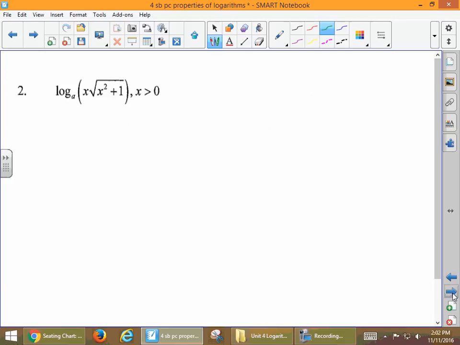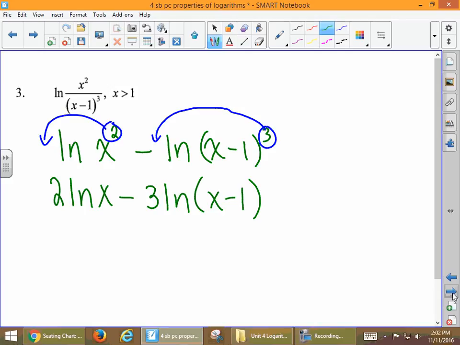Since x squared is on the top, does that have to go first when you're subtracting? You want it first. The x squared, you want what's on top goes first.